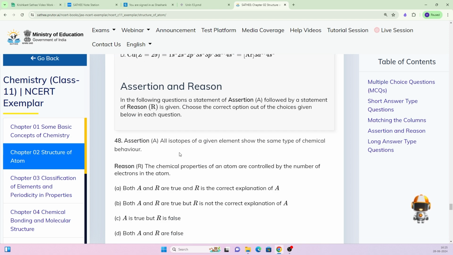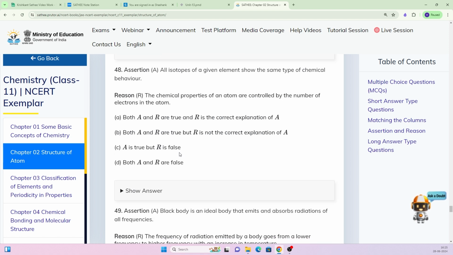Next question type is assertion and reason type questions. Okay, so these are assertion and reason type questions. In the following question, a statement for assertion is made, and you have to choose whether the statement and reason are correct or not.